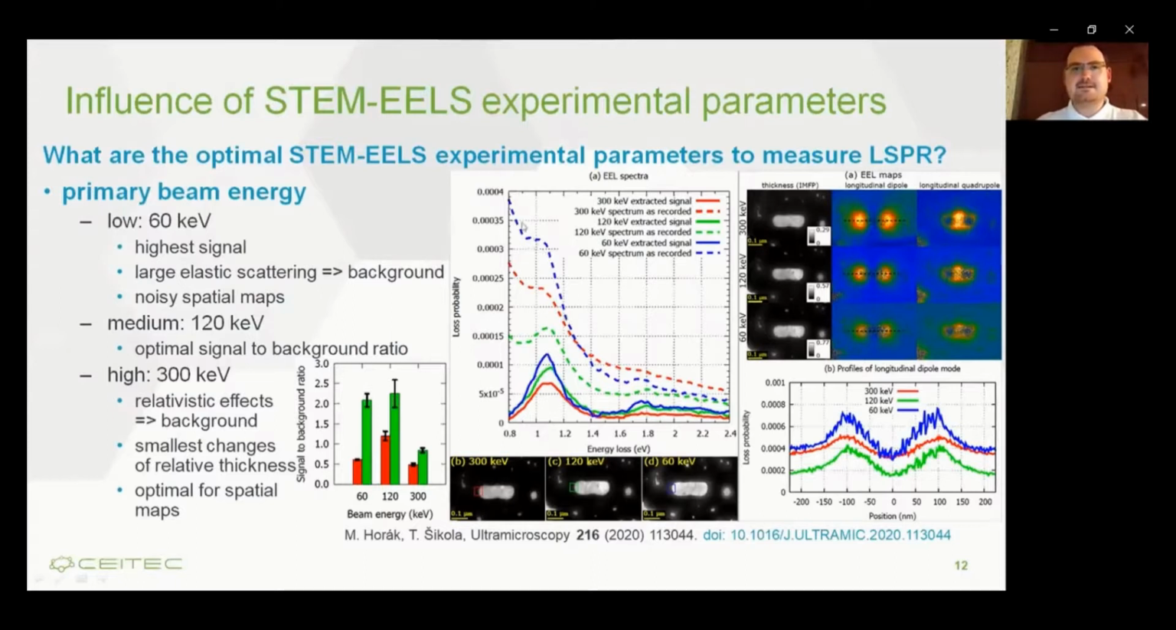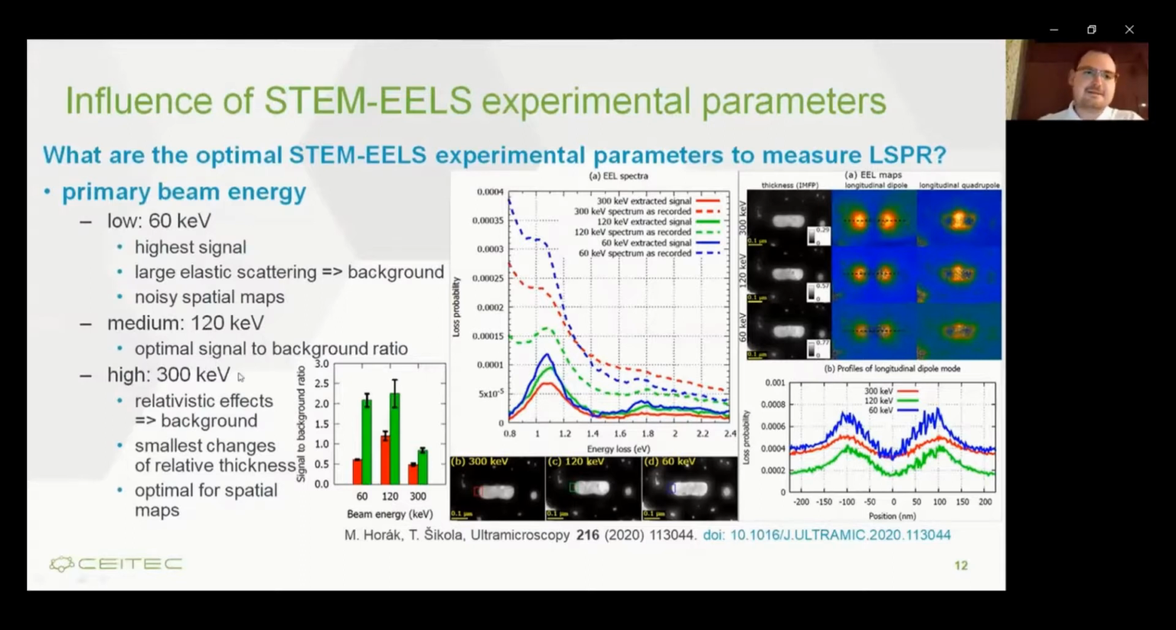You can see this blue dashed line, and this background is mostly due to large elastic scattering in the sample, which results also in noisy spatial maps. So 60 kV in our case was good only to get the highest signal, but as the background was too high and the maps were really noisy, we said that 60 kV is not a good primary beam energy for STEM EELS experiments in the field of plasmonics.